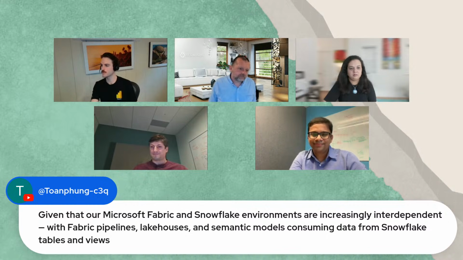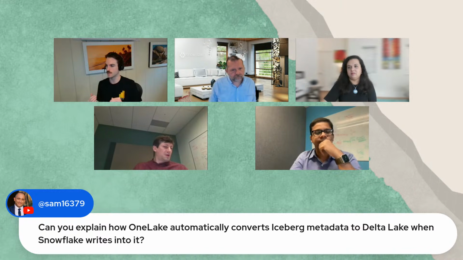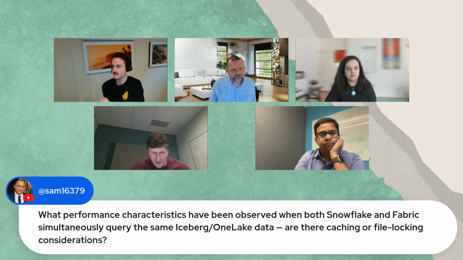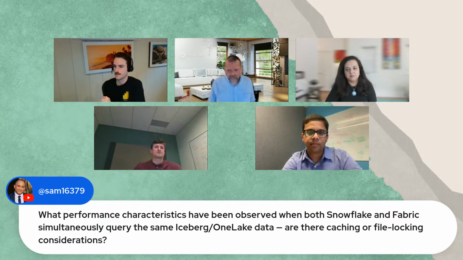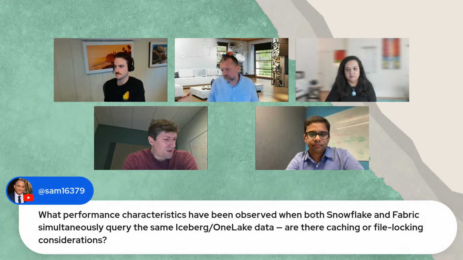Awesome. All right, I want to move on to Sam's question in the chat, which is, can you explain how OneLake automatically converts Iceberg metadata to Delta Lake when Snowflake writes to it? And then there's a second one, which is what performance characteristics have been observed when both Snowflake and Fabric simultaneously query the same Iceberg OneLake data? Are there caching or file locking considerations? Josh, I might start with you there, but then anybody else, please feel free to jump in.